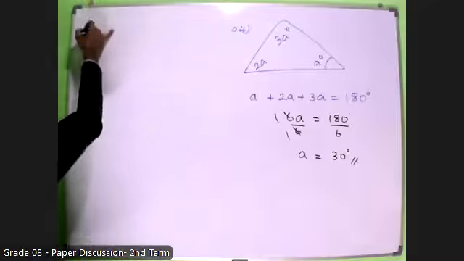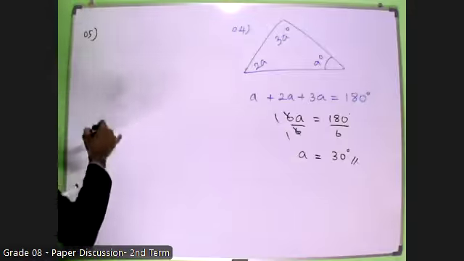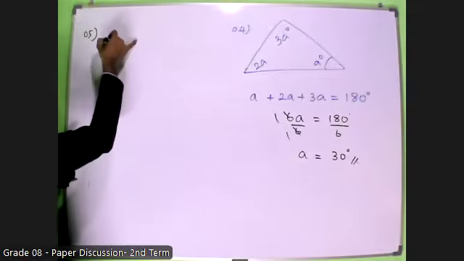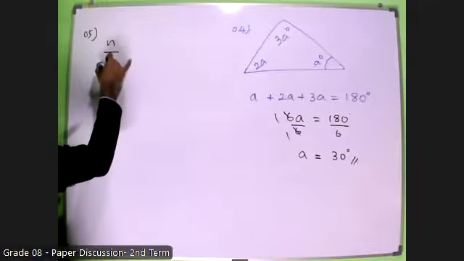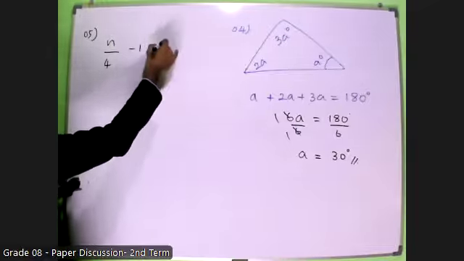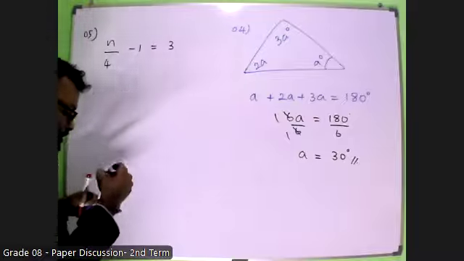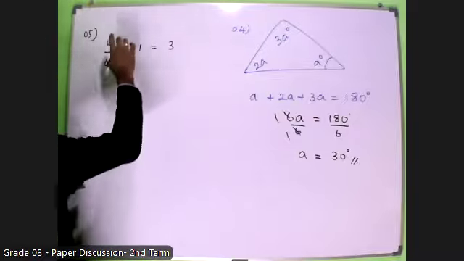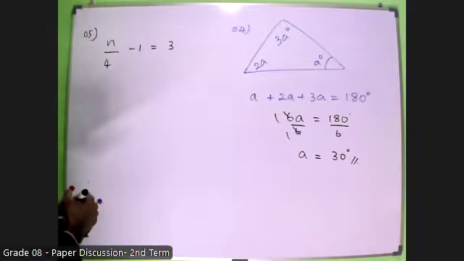So, fifth one. You have to solve n divided by 4 minus 1 equals 3. So this is an equation, and you need to find the value of n.